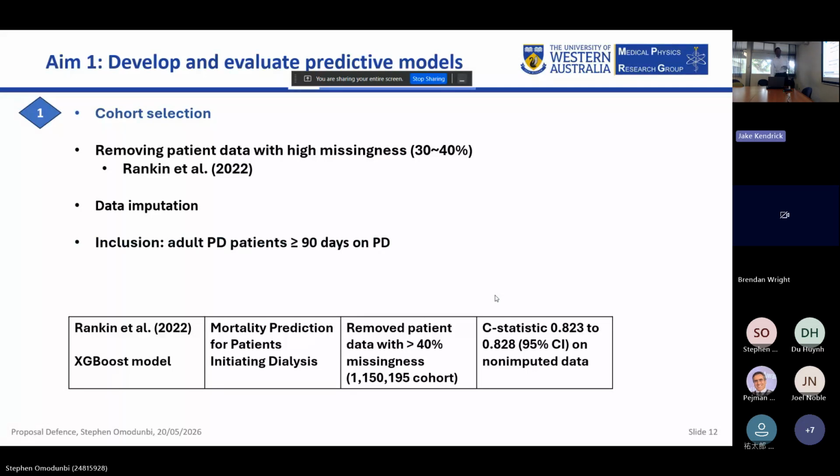And of course, making sure we have an inclusion criteria for the cohort selection. It'll be adult PD patients on PD for greater than 90 days. And just knowing the outcome will be transfer to HD for 30 days or more.